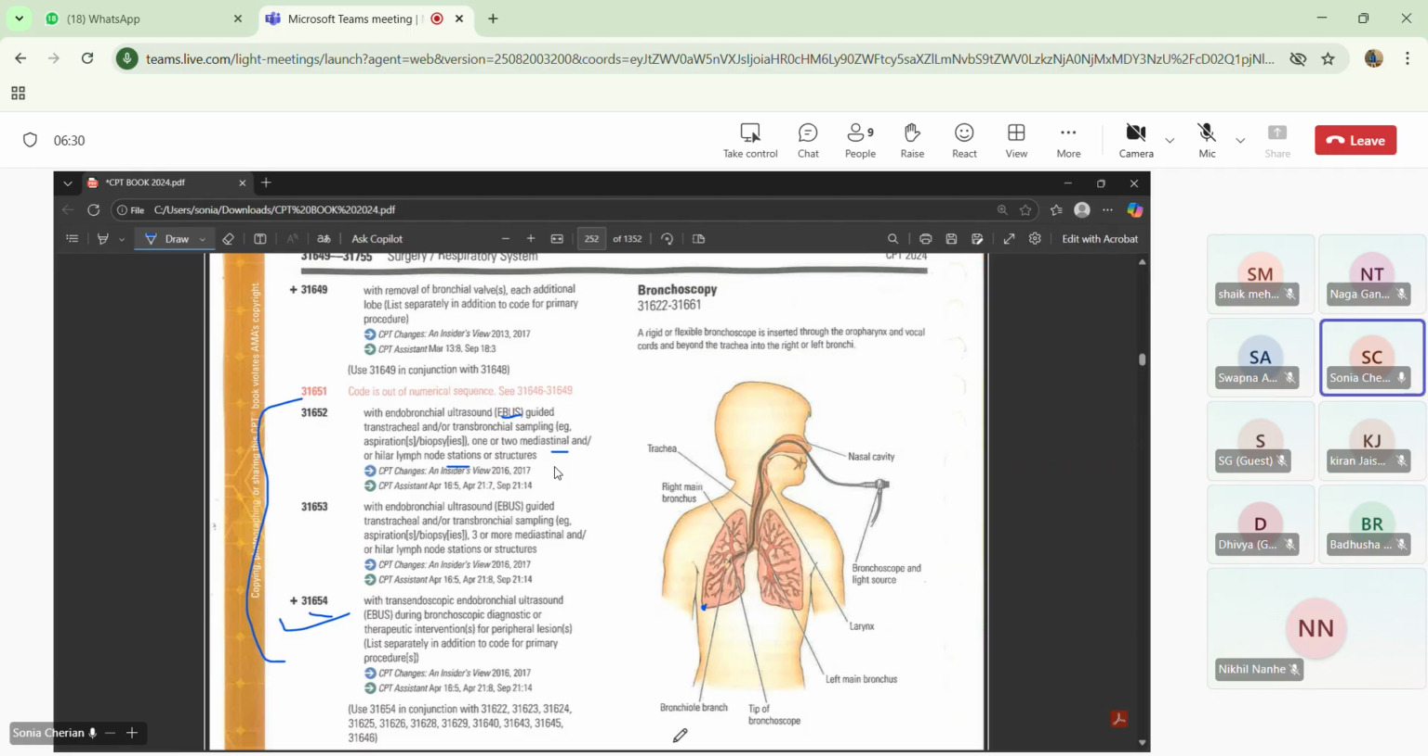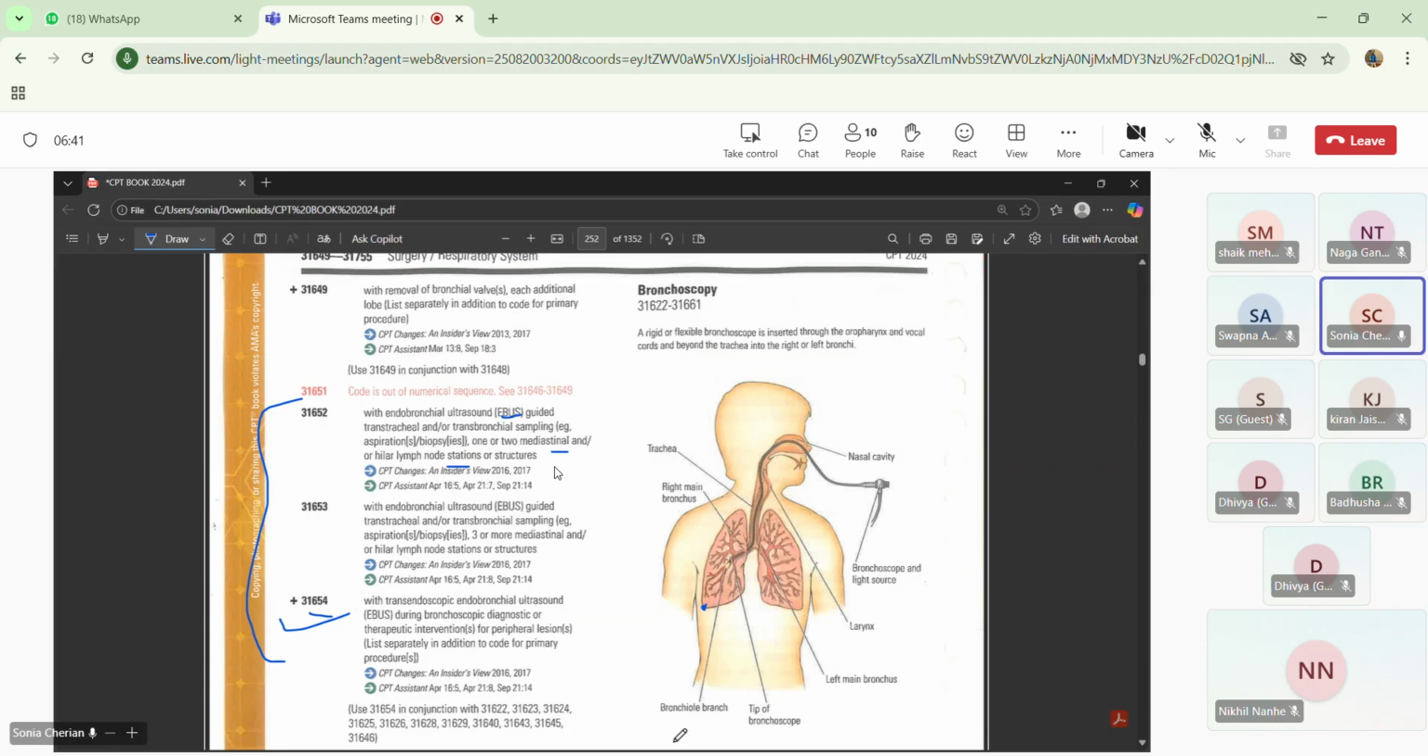Peripheral lesions are, as I told you, difficult to reach areas. Why? Because they are in the corner, in the margin, so it is difficult to reach. They can easily view it through the EBUS. Once the provider completes the examination and the visualization, they will take a biopsy or they might treat that peripheral lesion too. If that is the case, then your CPT is 31654.